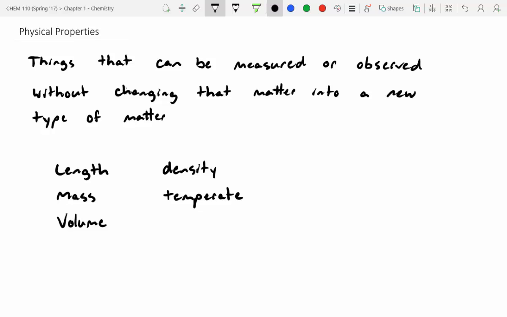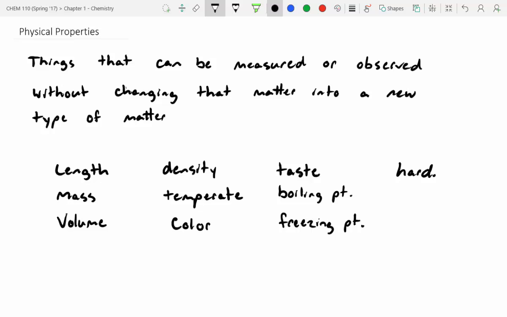There are a few other physical properties that we can measure. So we can measure things like color. It's pretty easy to observe the color of things unless you're colorblind. Taste. We're not going to taste our experiments, but if you're a food chemist, you might. You can measure things like boiling point. You can measure things like freezing point. You can also measure things like hardness.